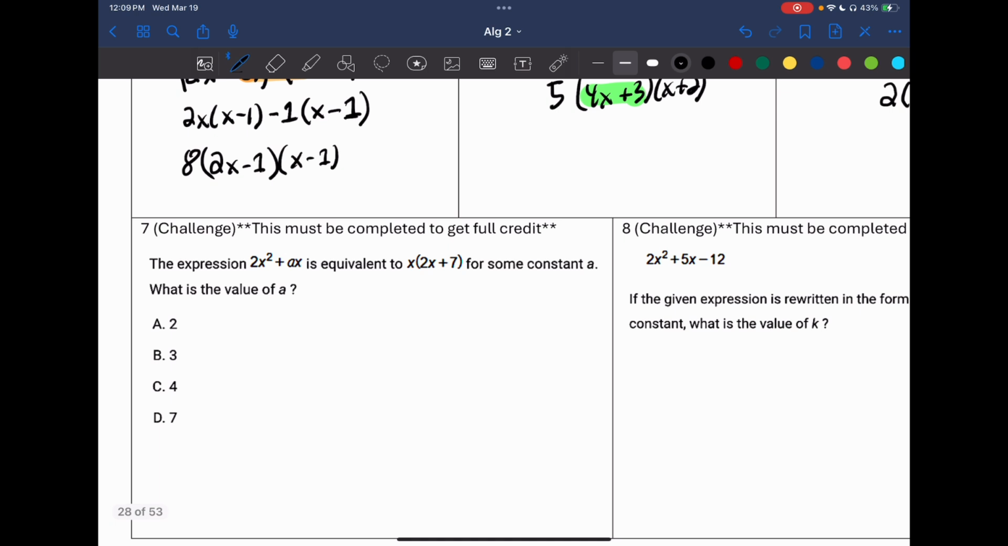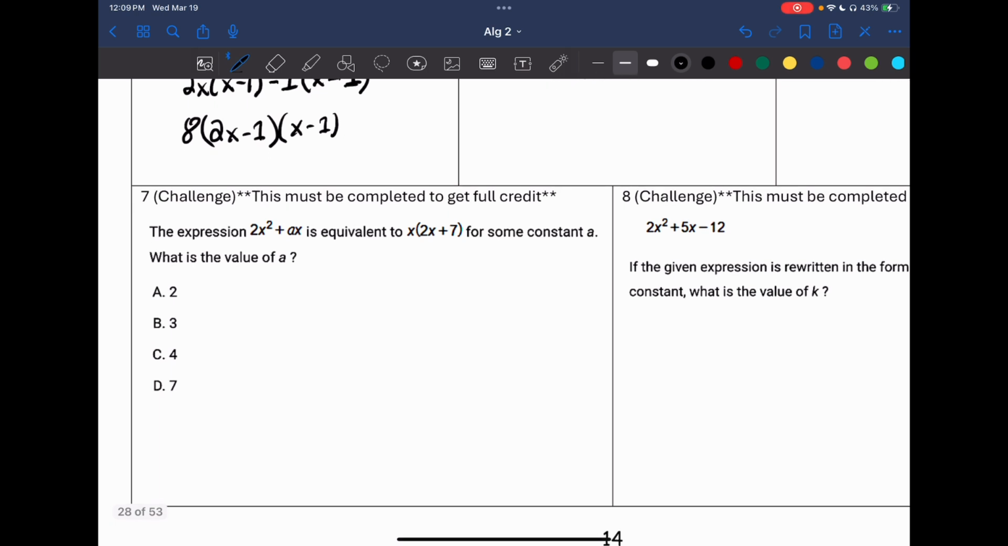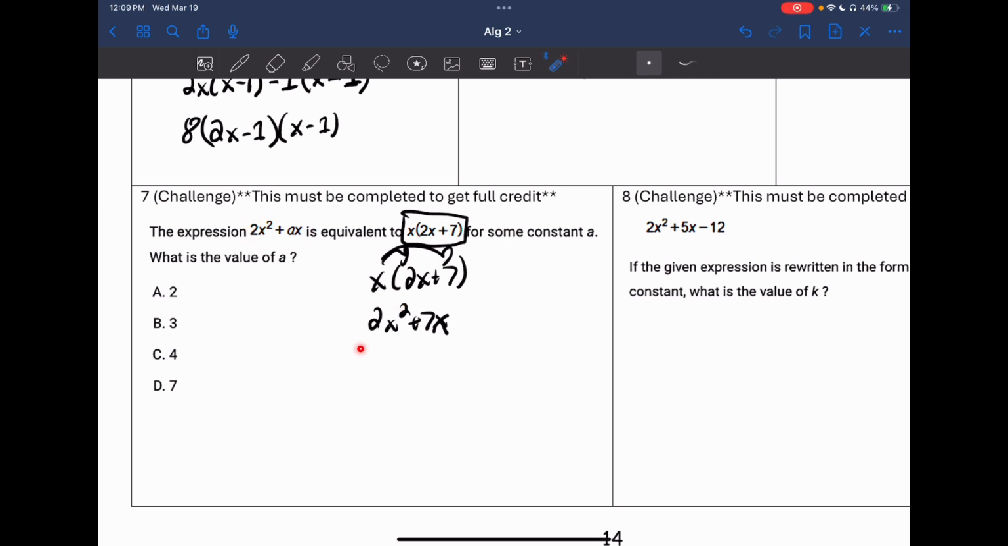Okay. Now looking at some SAT questions. We have 2x squared plus ax is equal to x times 2x plus 7x. For some constant a, what is the value of a? Well, looking at this, we can simplify this by just distributing. So it'd be 2x squared plus 7x when we distribute. And if you'll notice, 2x squared plus ax is equal to 2x squared plus 7x for some number a. Well, if a is 7, then they're the exact same expression.